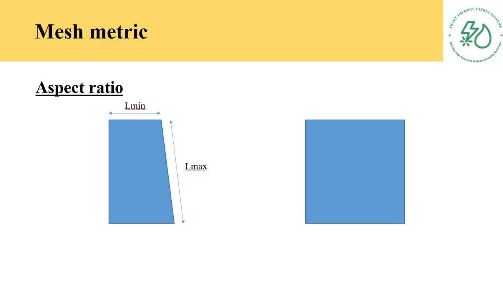For aspect ratio, it can be defined as the maximum element edge length to minimum element edge length. As you can see in this picture, this ratio is equal to 1, but in that it is more than 1, and it would be acceptable when it is below 5.